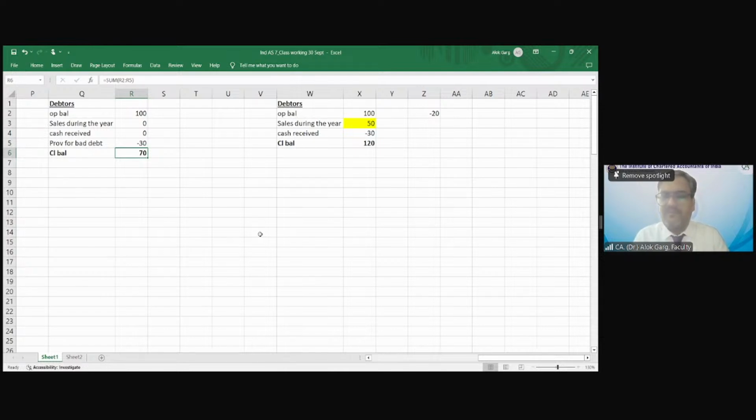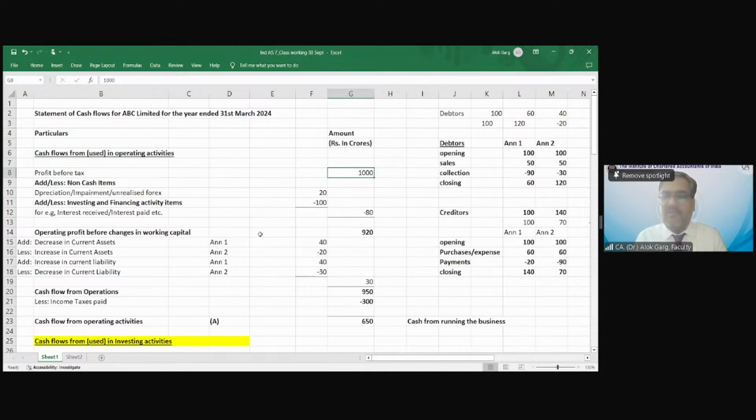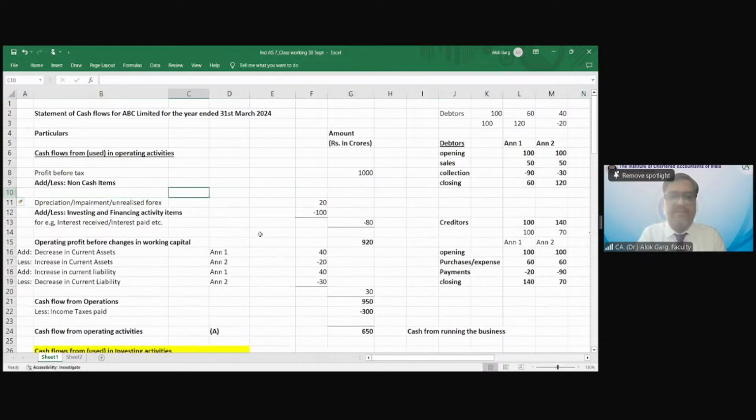What is the accounting entry for provision for bad debt? Provision for bad debt expense debit to debtor. This is the accounting entry. So this provision for bad debt has been adjusted into your P&L. It means the profit before tax has been reduced by this provision for bad debt. Is this provision a cash item or a non-cash item? You just create a provision. Non-cash item.